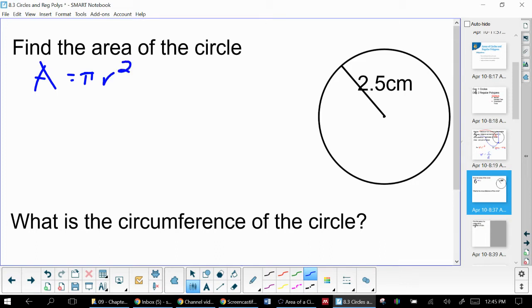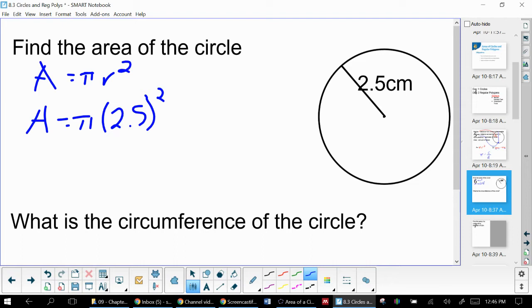Pi times r squared. And then I'm going to plug in what I know. Pi times 2.5 squared. Now, option 1 at this point would just be to type that whole thing into your calculator as it's written. So I've got my Desmos scientific calculator pulled up on the side here. And so I'm just going to type in pi times 2.5 squared, exactly as you see it there, including the parentheses.